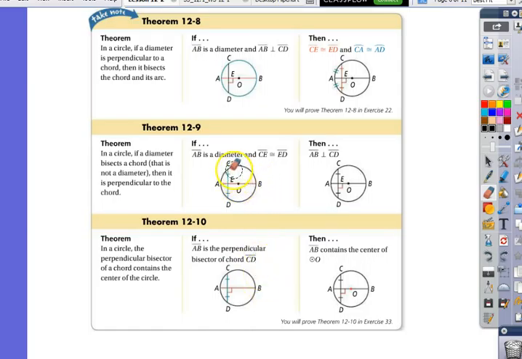If a diameter bisects, then it's perpendicular. If a diameter is perpendicular, then it bisects. And this is all in your book. You need to know how to apply these.